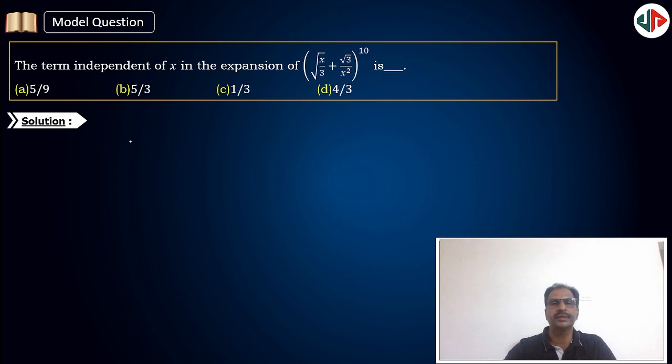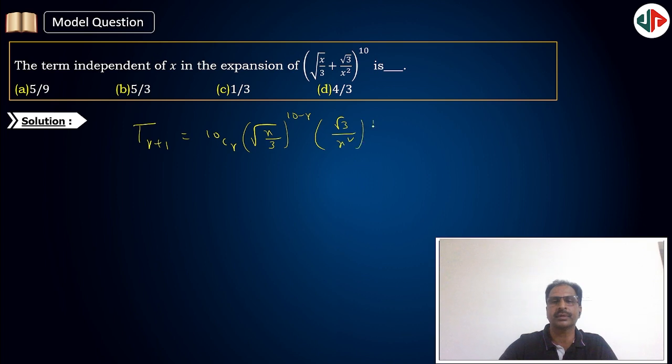Next, the term independent of x in the given expansion. First write the general term and equate the power of x to 0. So this is 10Cr (root x by 3) whole power 10 minus r, (root 3 by x square) whole power r. To get the independent term of x, the power of x should be equated to 0.